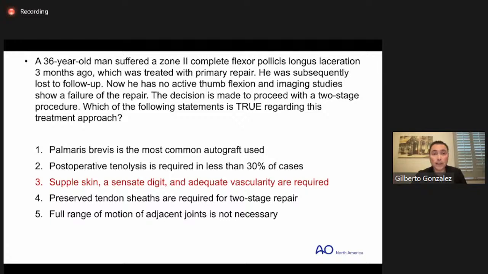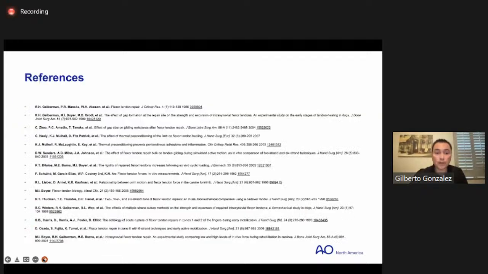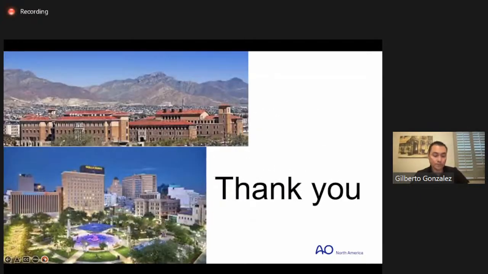And just super quick, question number 1, the preferred answer is having a supple skin, a sensate digit, and an adequate vascularity are required. And question number 2, a resection of the scar, harvest of the ipsilateral palmaris longus tendon for tendon reconstruction. And here are my references, and thank you. I tried to stay on time.